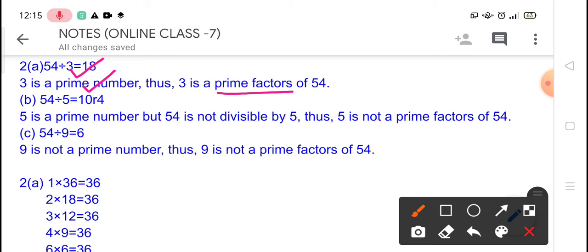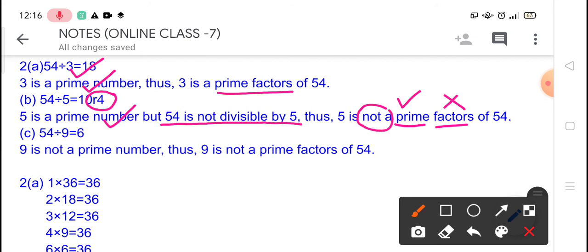Question B. Is 5 a prime factor of 54? So we do division. We get a remainder here. So we say that 54 is not divisible by 5. Anyway, 5 is a prime number. So what do we do now? 5 is a prime number but not a factor. So conclusion, not a prime factor.